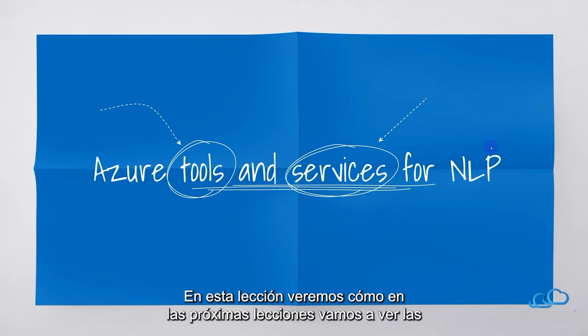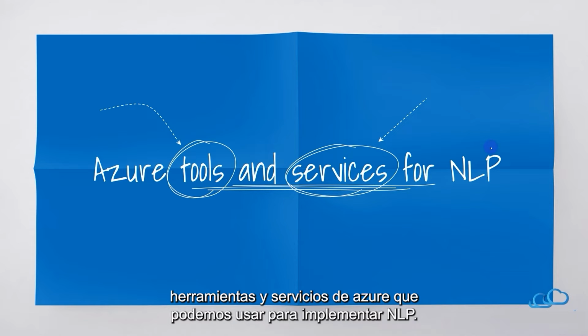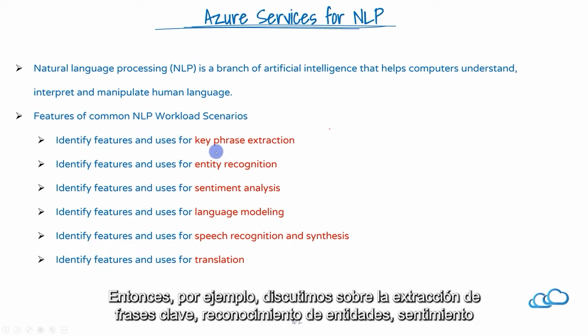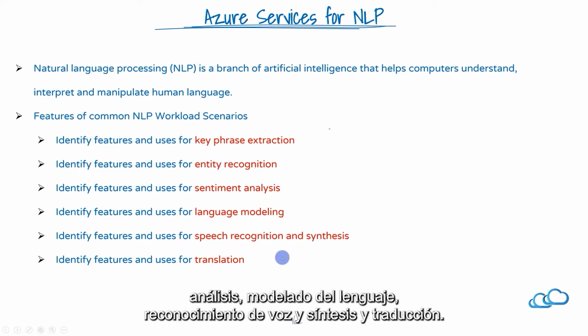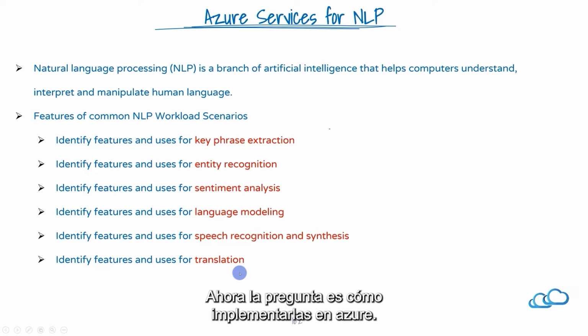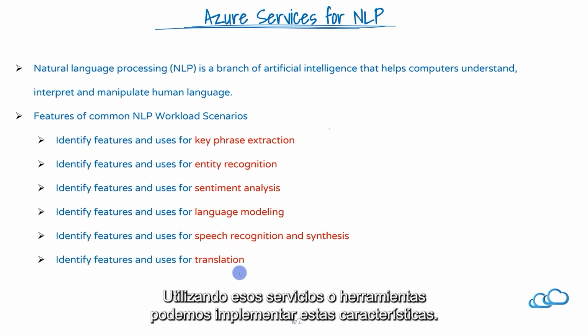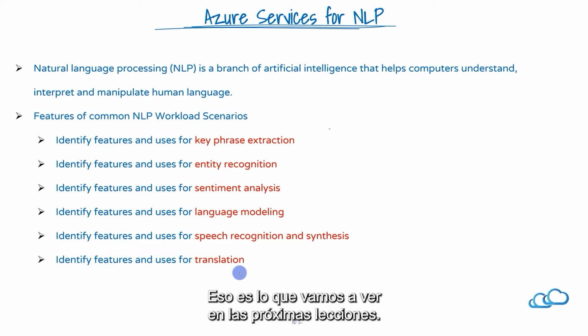Hello friends, welcome back, and in this lesson we will see that in the next few lessons we are going to look at Azure tools and services we can use to implement NLP. So in the last few lessons we discussed different features we can have for NLP. For example, we discussed key phrase extraction, entity recognition, sentiment analysis, language modeling, speech recognition and synthesis, and translation. Now the question comes, how to implement these in Azure? What are the different tools and services in Azure? Using those services or tools, we can implement these features. That's what we are going to look at in the next few lessons.